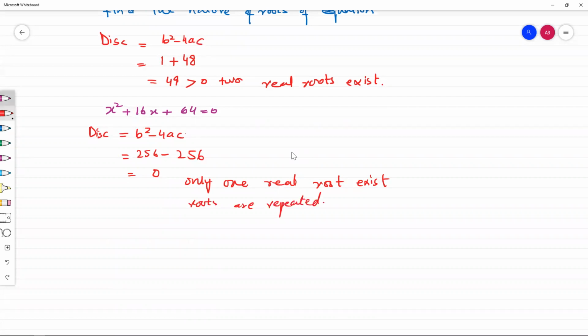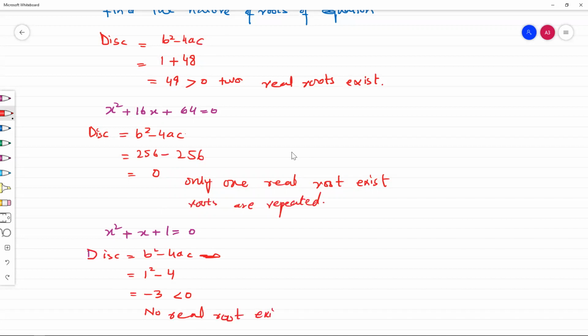In the next example, we have x square plus x plus 1 equal to 0. How do we find the nature of the roots for this equation? Same technique: b square minus 4ac, but we treat it as an expression, not an equation. So b is 1 square, minus 4ac becomes minus 4, and this gives minus 3. This is less than 0, so we can write: no real root exists.